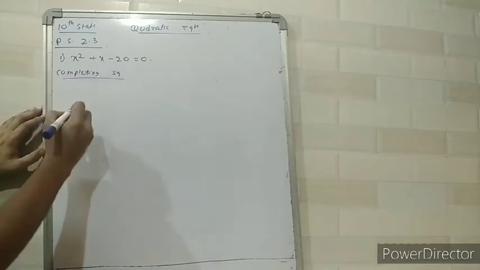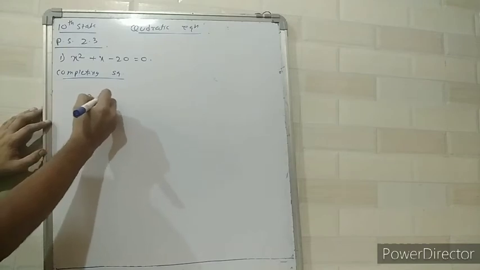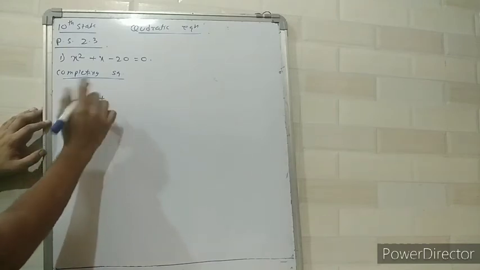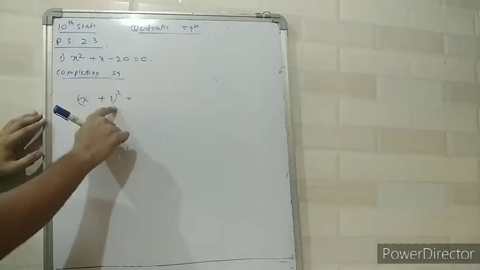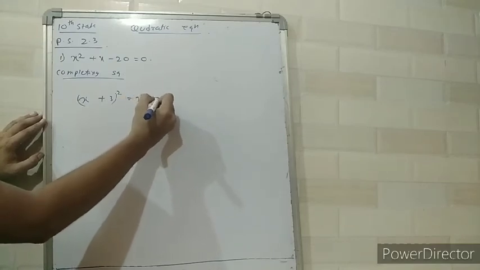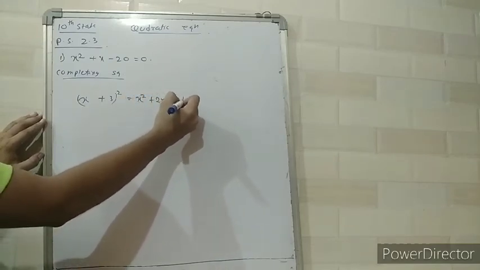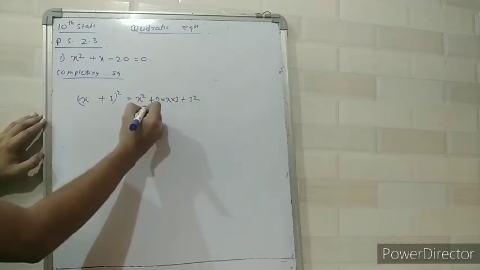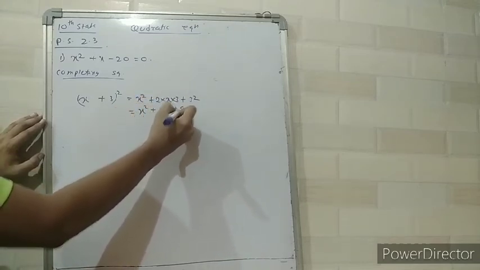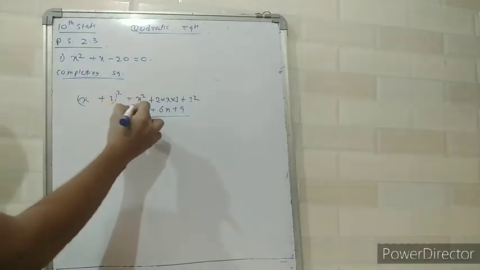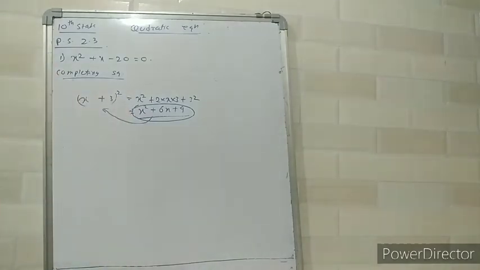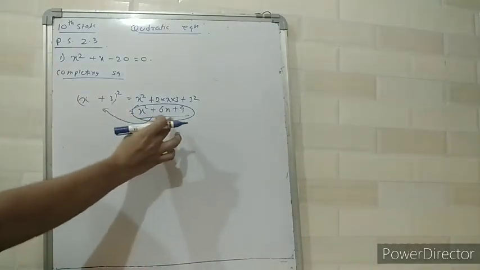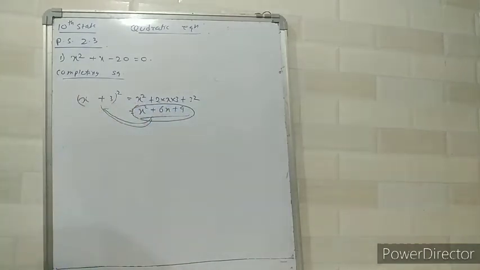Completing square. See, if we have x plus 3 the whole square, what is the answer? We have a square plus 2 into a into b plus b square, so we have x square plus 6x plus 9. So I can say that x square plus 6x plus 9 can be written as square of something. We need to use this technique to make the quadratic equation a square of something, and that method is called the completing square method.